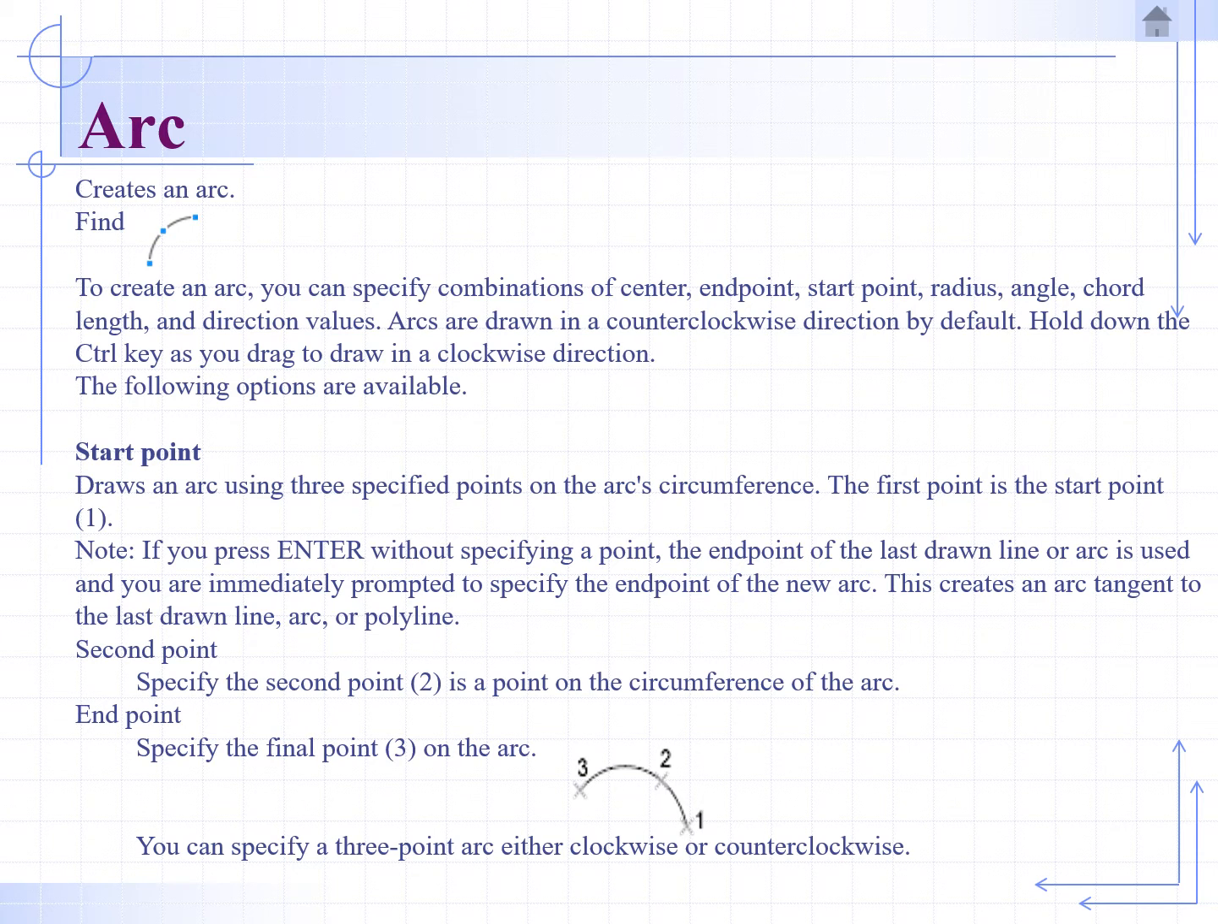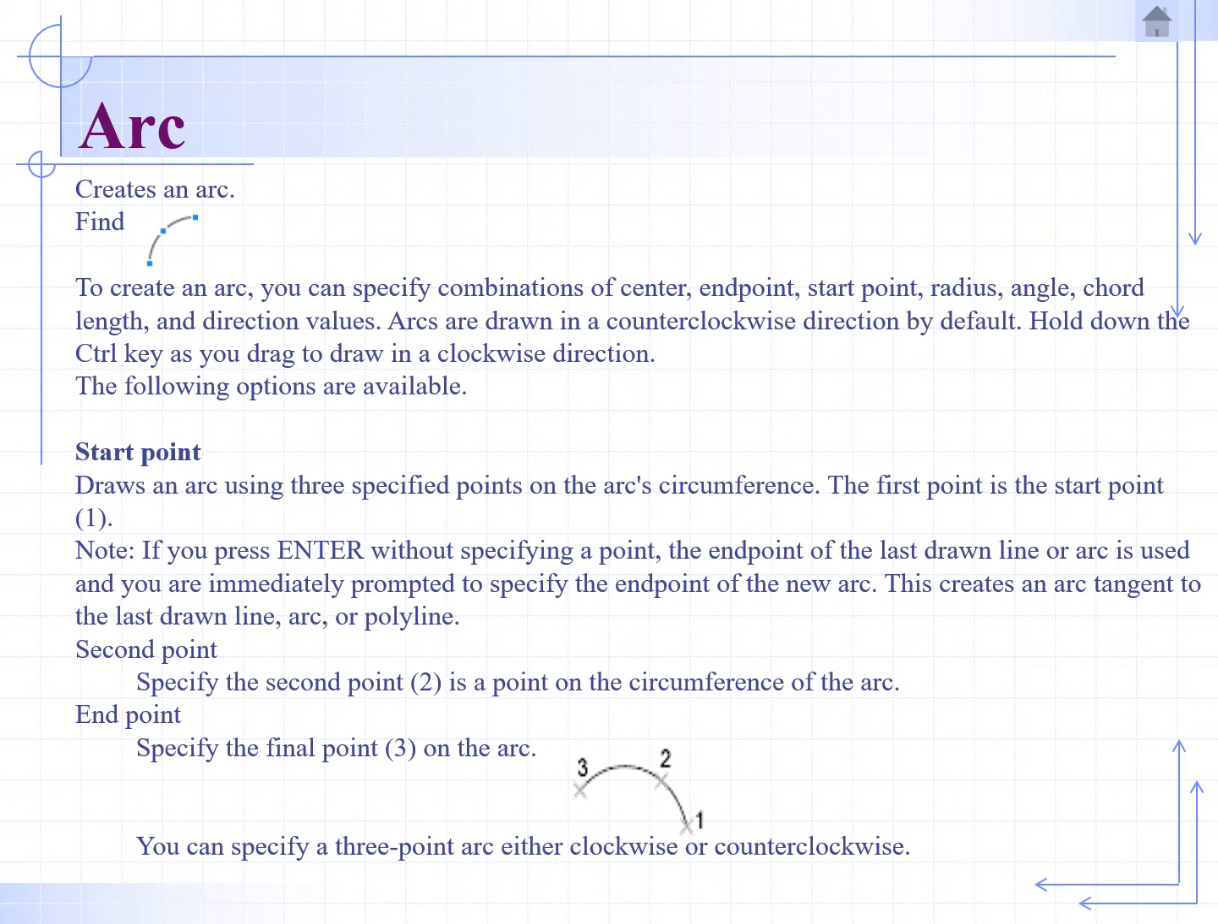The arc command creates an arc, so if you find this symbol in AutoCAD. To create an arc, you can specify combinations of center, endpoint, start point, radius, angle, chord length, and direction values. Arcs are drawn in a counterclockwise direction by default. You want to hold down the control key as you drag to draw in a clockwise direction. So if the arc's not going in the direction you want, you can hold down the control key and it will flip it. The following options are available.